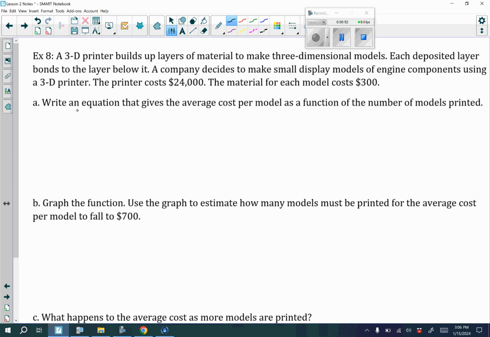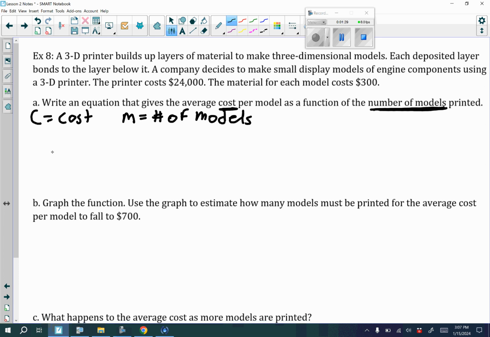I do notice that they talk about writing an equation that gives the average cost per model as a function of the number of models. So it looks like we're comparing the cost with the number of models. I'm going to define my variables as C for the cost, and M as the number of models you have to make. The number of models affects what your cost is, how much the average of that cost is. So C is going to represent our Y values, M is going to represent those X values.